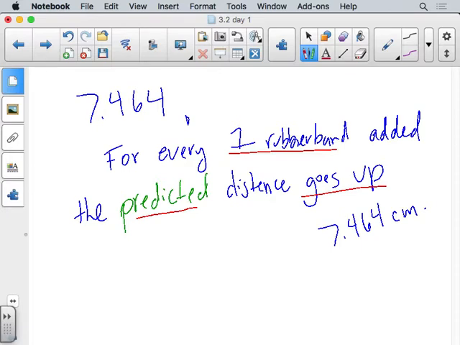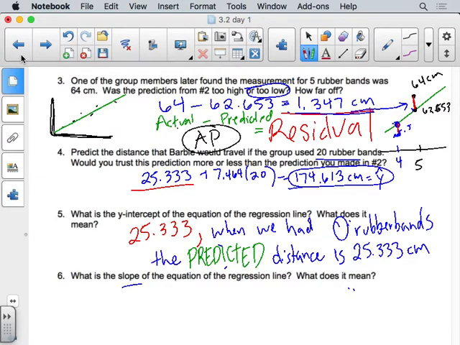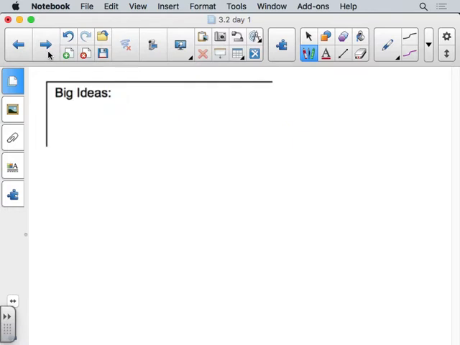Okay, so the main thing is just your interpretations, and they are sticklers on these interpretations, so having the correct ones. So for every 1 blank, predicted goes up. And same for the y-intercept. So there's sticklers on it. So when you have 0 x's, the predicted distance is blank, not the actual, the predicted distance. Okay, sweet. So main ideas here.